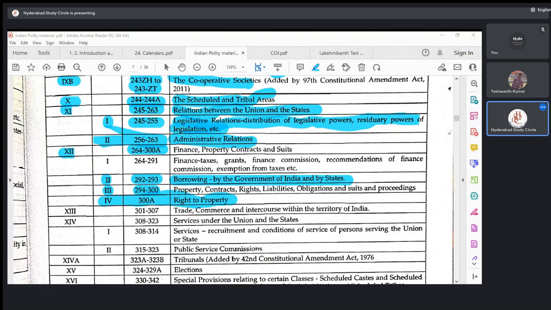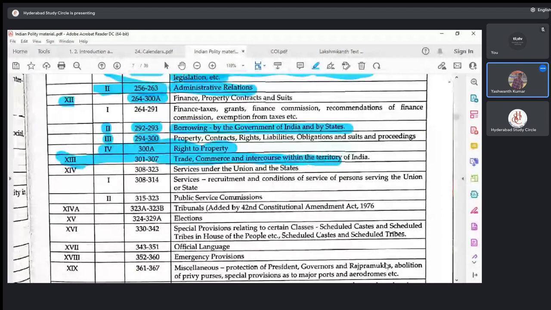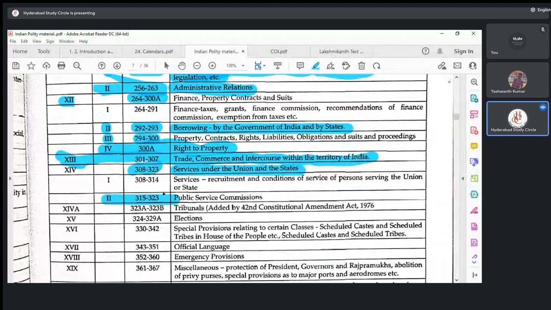Then Part number 14, Article number 308 to 323, services under the union and the states. Chapter 1, Article number 308 to 314, services, recruitment and conditions of service of persons serving the union or state. Then chapter number 2, Article number 315 to 323, Public Service Commission.